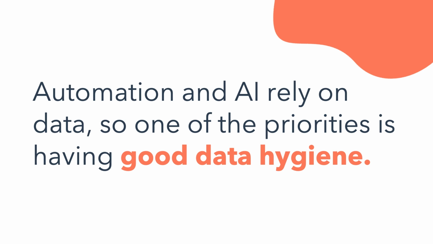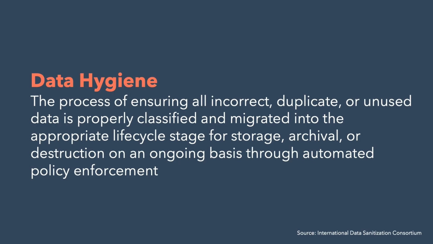Automation and AI rely on data, so one of the main priorities to using them effectively is having good data hygiene. The International Data Sanitization Consortium defines data hygiene as the process of ensuring all incorrect, duplicate, or unused data is properly classified and migrated into the appropriate lifecycle stage for storage, archival, or destruction on an ongoing basis through automated policy enforcement. In other words, it's the means by which you ensure and maintain your data accuracy. This includes deduplication, addressing missing values, and standardizing your data systematically, like what abbreviations you use or don't use.